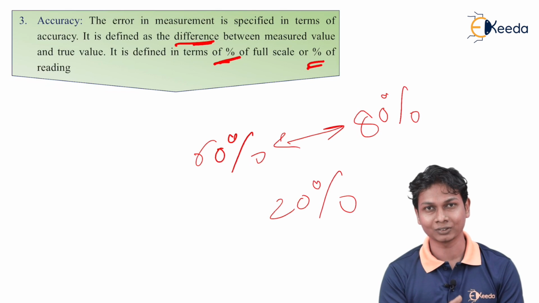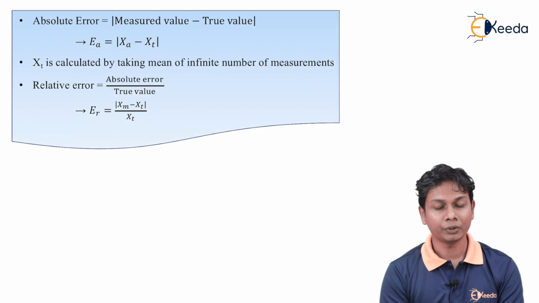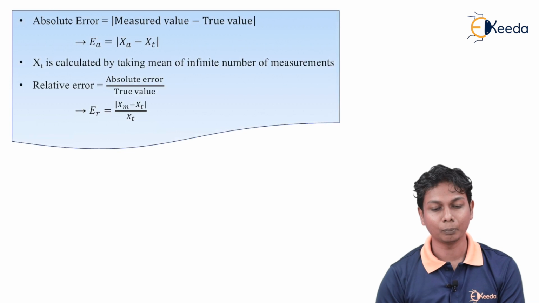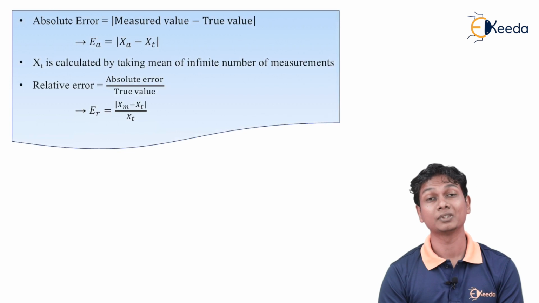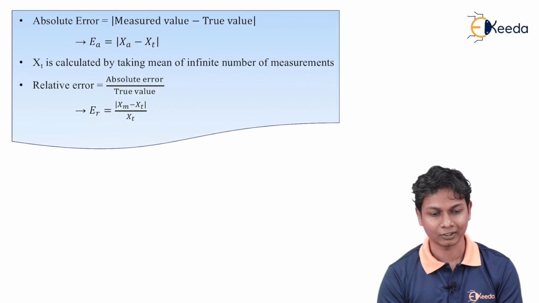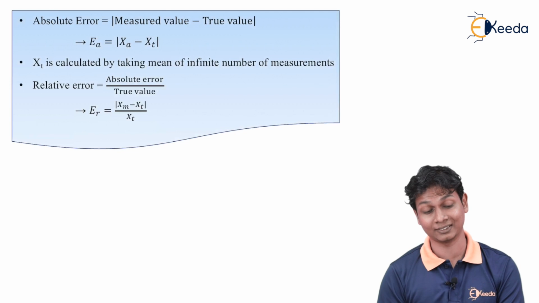That is the characteristics of the sensor. Now, absolute error. Absolute error is the measured value minus true value. As I said earlier, the true value is the predefined value of a sensor, and the measured value is the actual output coming from the sensor.